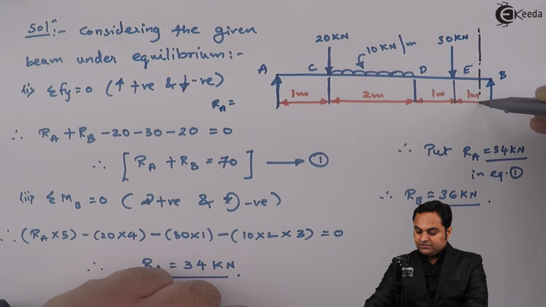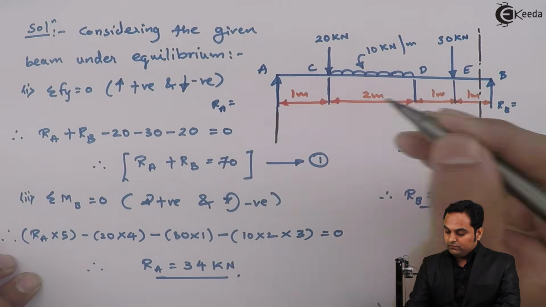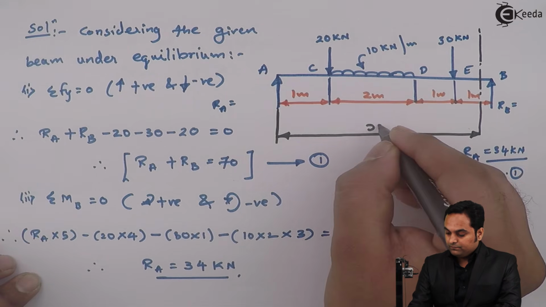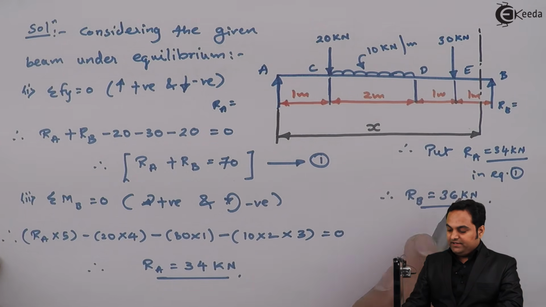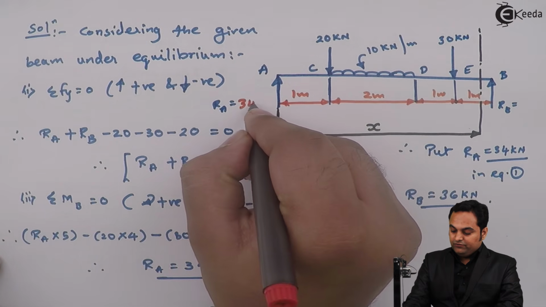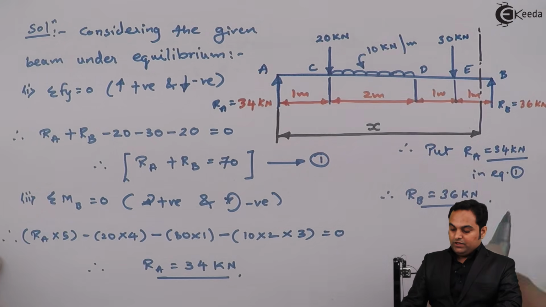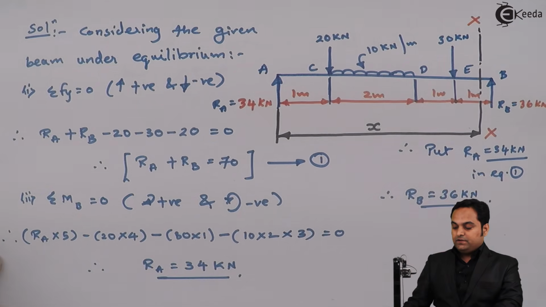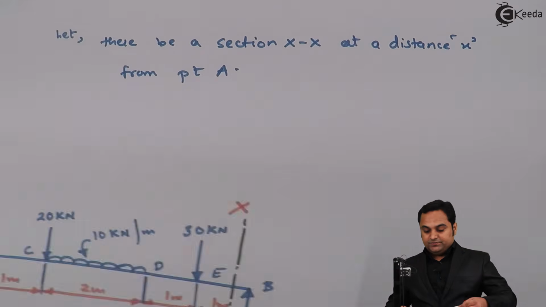So here I am taking this section, which is section X. So now here first I have taken the section, next I will write RA RB values. RA was 34 kilonewton, RB 36 kilonewton. Now I am going to take the moment at this section XX because I am using the double integration method and which is also called as Macaulay's method.